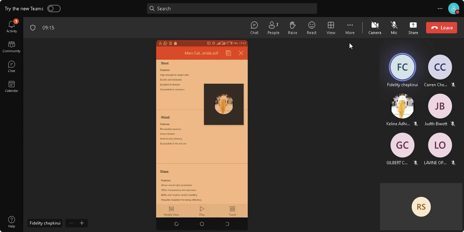So I would like one of you to tell me what we have learned today. Anybody with a word? Yes, madam. We have learned about the features of steel, wood, and glass. Steel is ductile and malleable. Wood is a renewable source and a good insulator. Glass allows natural light to penetrate because of its transparency, and also it is brittle and requires careful handling. That is what I have learned, madam. Thank you, Judith, for that comment.